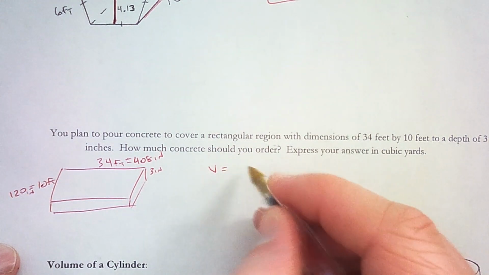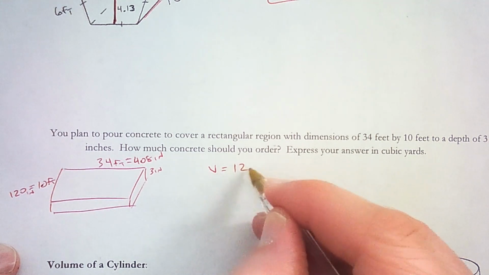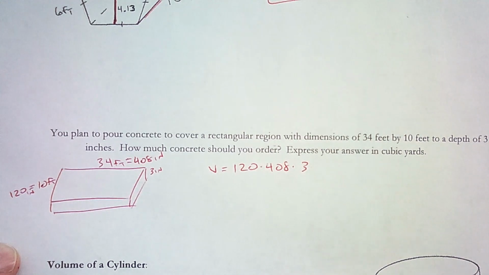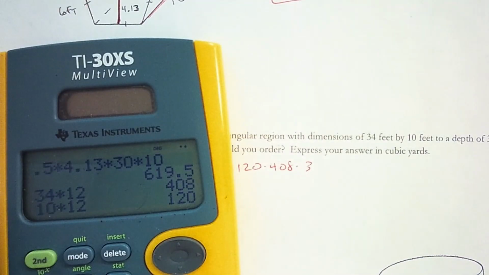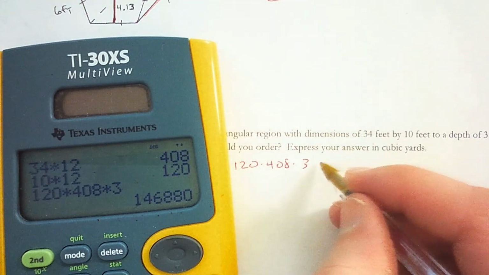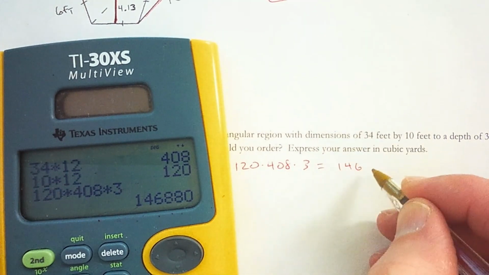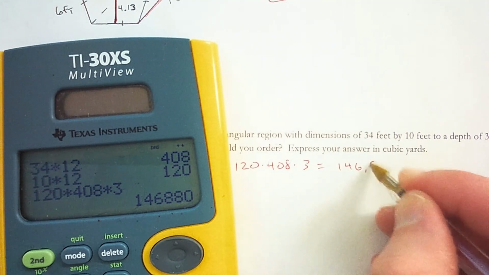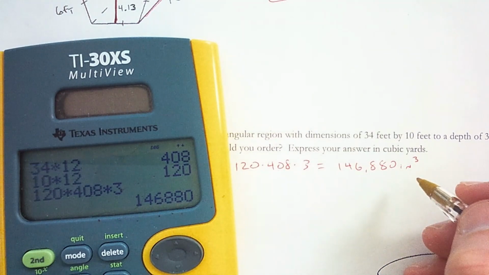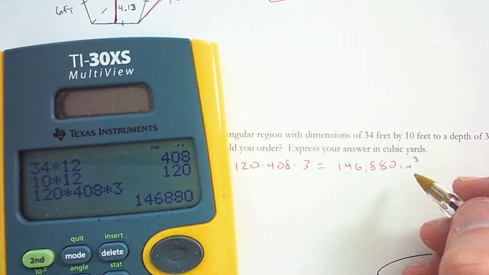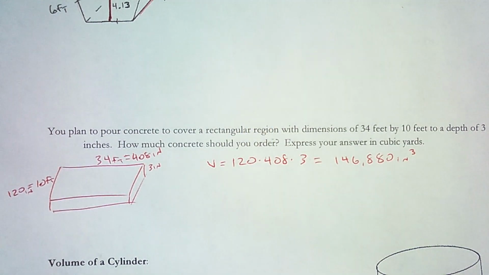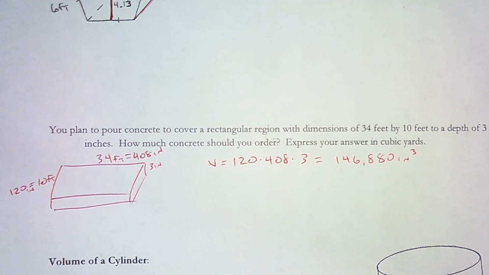Okay, so now the volume, length times width times height, is 120 inches times 408 inches times 3 inches. So we have 120 times 408 times 3. So we have 146,880 inches cubed. So that's the amount of concrete we need to order. But we don't order concrete in cubic inches. We order concrete in cubic yards. So we need to convert this.